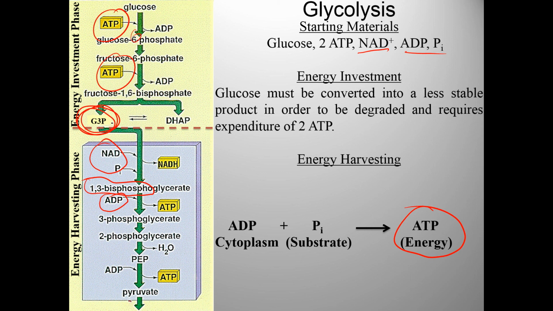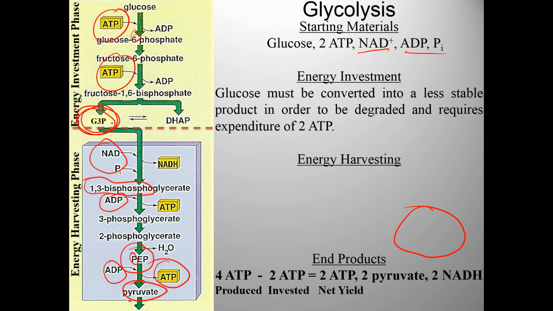Alright, this process occurs again when phosphoenol pyruvate, PEP, transfers its phosphate group to ADP to form ATP. And you end up with pyruvate. Alright, so in this process of glycolysis, what you end up with is a total yield of 4 ATP.